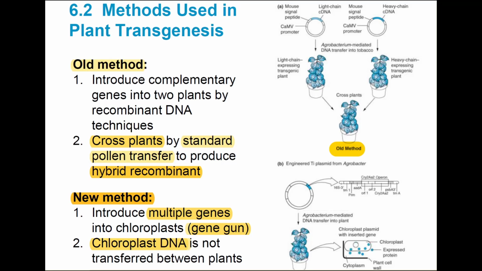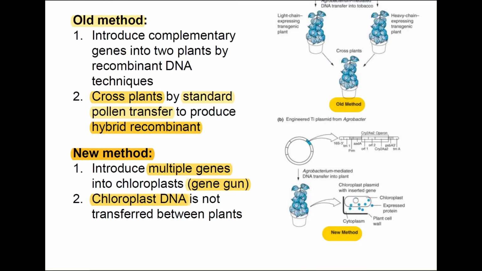New method introduced multiple genes into chloroplast. You fire them in with a gun. Chloroplast DNA is not transferred between plants. So it only gives you expression in that one plant.